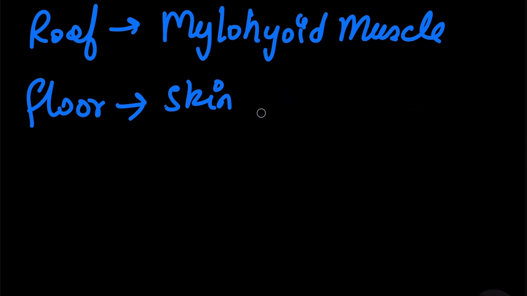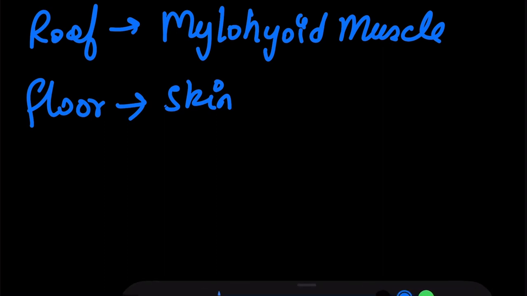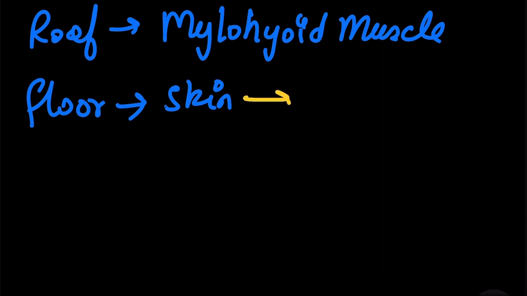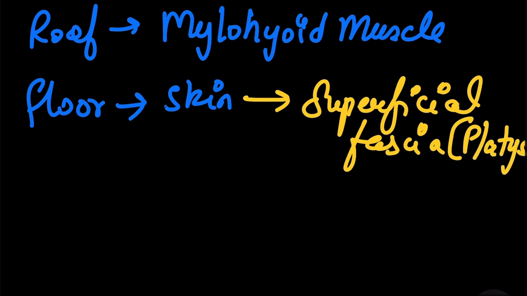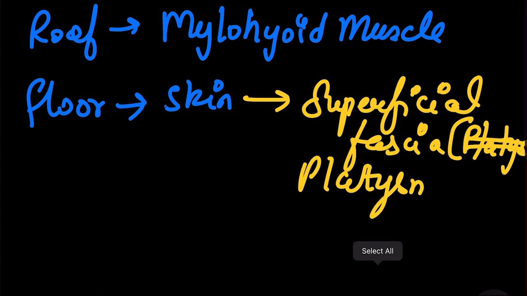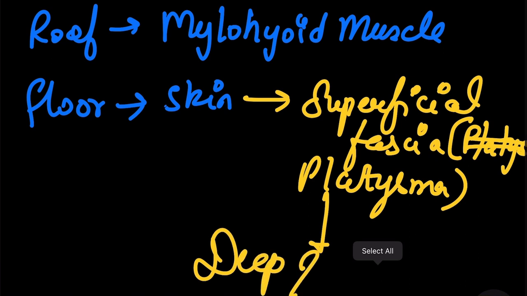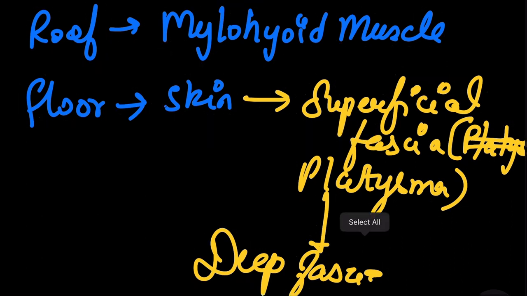See, we have the skin. After skin, we have the superficial fascia, and the superficial fascia contains our muscle, that is platysma. Now after this we have the deep fascia. So it is easy to remember.